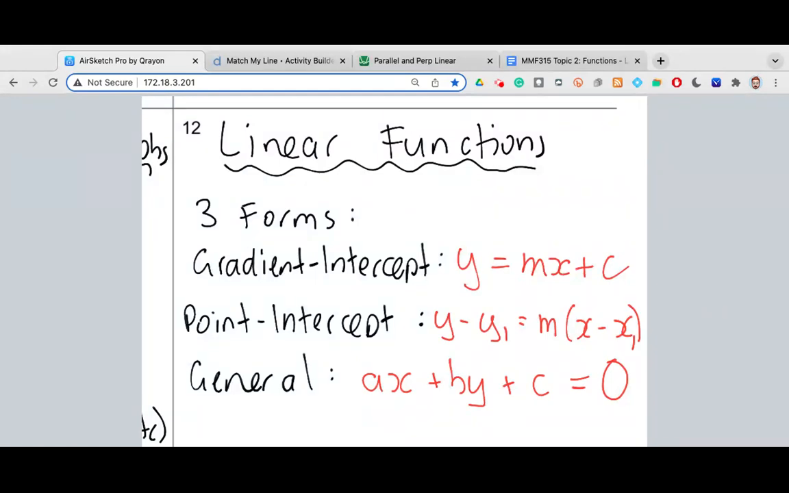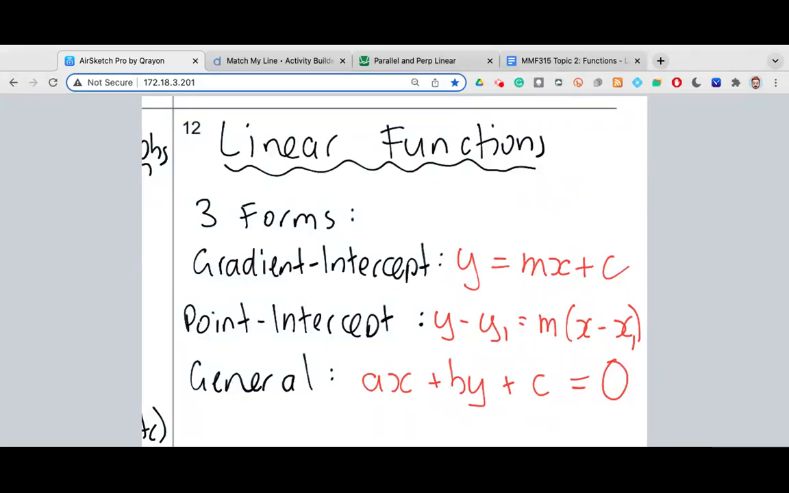You do need to know them by name because you might be told express this in gradient intercept form or express this in point intercept form. So you do need to know these names. This is from Wednesday's lesson, so there's nothing new here. So there's gradient intercept form, there's point intercept form, and there's general form. They're all just different forms.